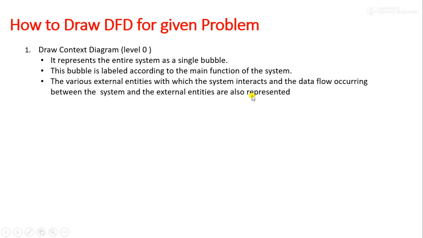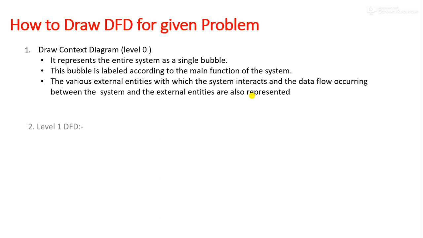So in the context diagram we need to represent the entire software as a single bubble, and we need to mention the name of that software. We also need to represent the external entities that use our system and the data flow between these external entities. We are going to see how to draw the context diagram in the next slides, but here I'm going to give you a brief about how to draw DFD.